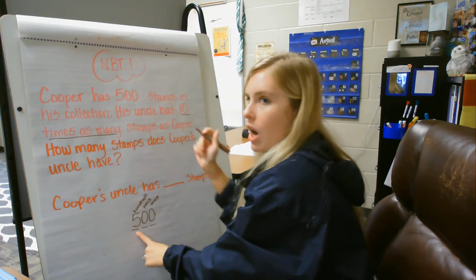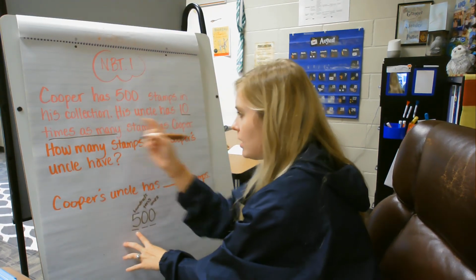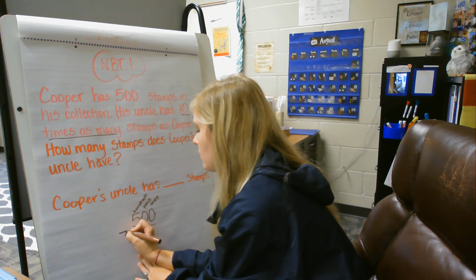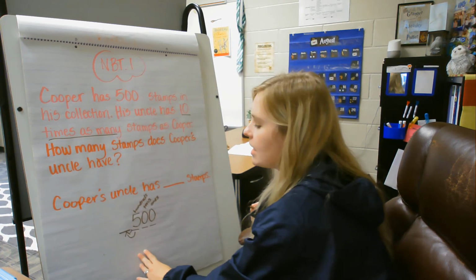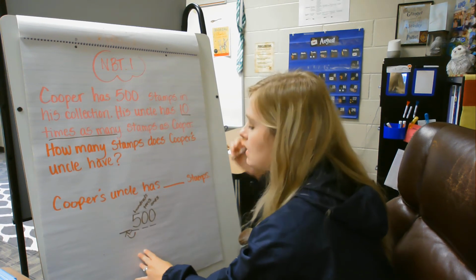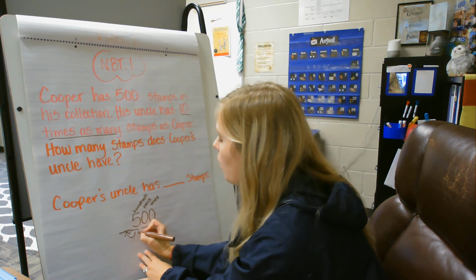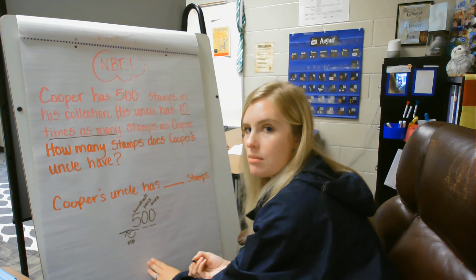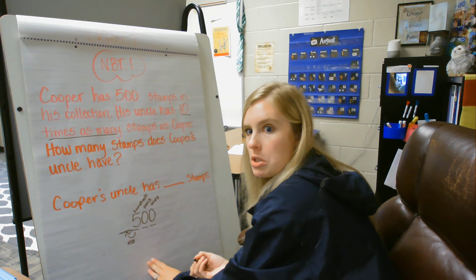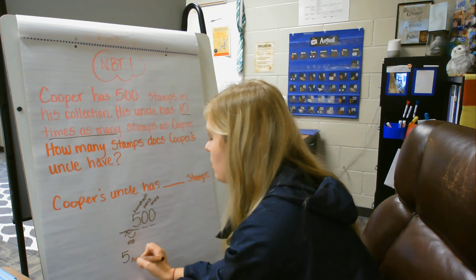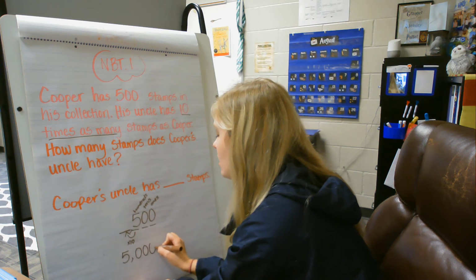So let's pretend that we're hopping. If we know that 10 times greater than the hundreds place is this way, then we know he's going to have in the thousands. He's going to have somewhere upwards of the thousands. So we actually need to figure out what 500 times 10 is. What is 500 times 10? It's a lot, right? 500 times 10, he's going to have 5,000 stamps.